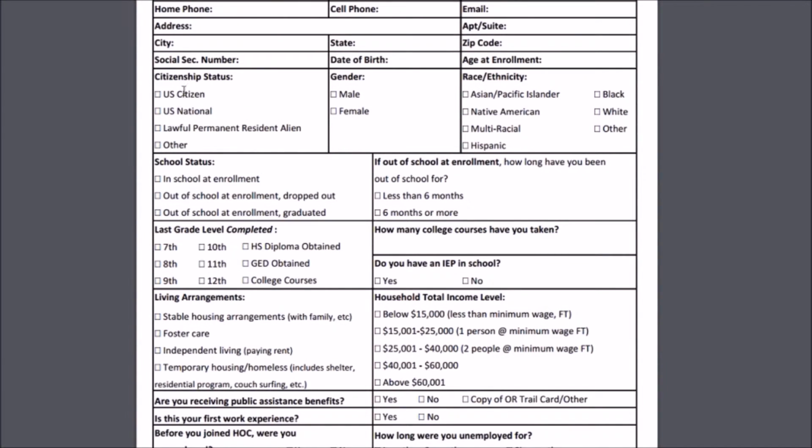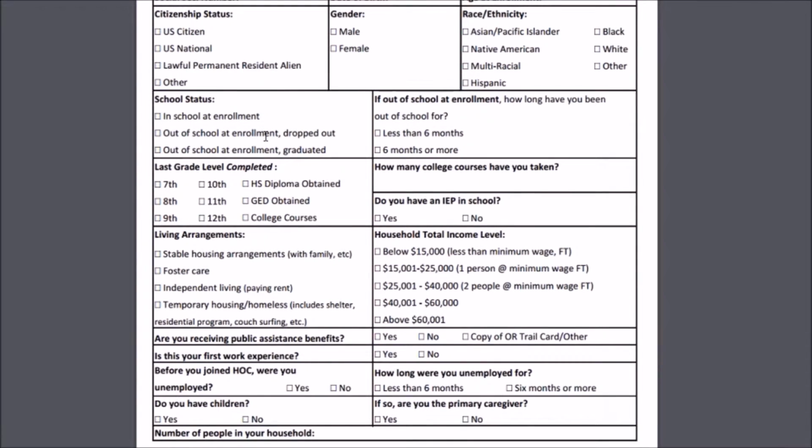So moving on, you will put your citizenship status right here, gender, your race, your school status, and this gives an indication of whether or not you are in school or out of school, and if you're out of school, whether or not you dropped out or graduated. If you are out of school, it asks the last grade level you completed. So this part is a little mistake here. It says 12th grade. Technically, if you have completed 12th grade, you can check high school diploma obtained.